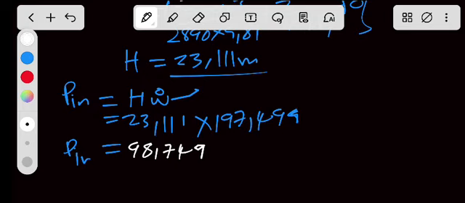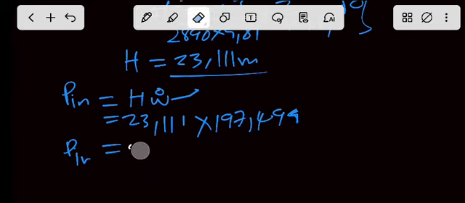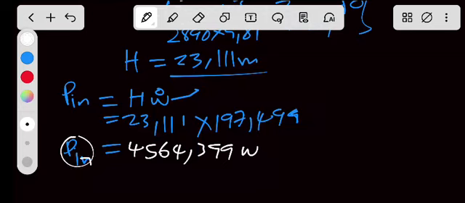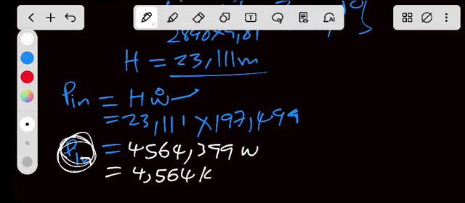Okay, no. This I punched wrong. This is not correct. This would be 4, 5, 6, 4, comma 399 watts. Power is measured in watts. So this is an input power. If you want it in kilowatts, we'll divide this by 1000, giving 4.564 kilowatts.